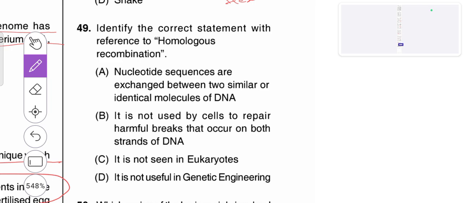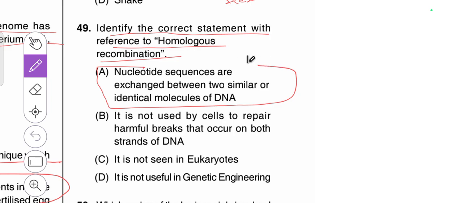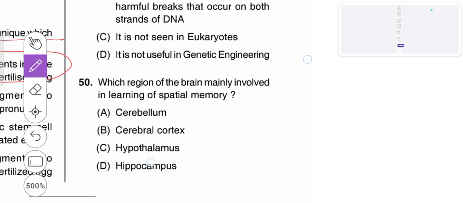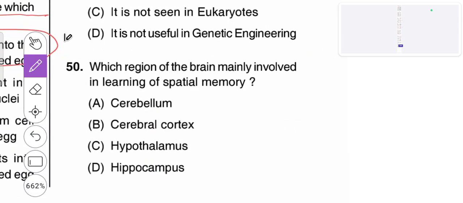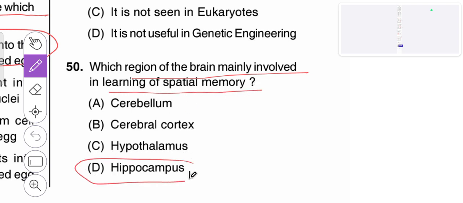Then 49th, identify the correct statement with reference to homologous recombination. Homologous means same, between same. The nucleotide sequence is exchanged between two similar or identical molecules of DNA. So A is the right answer. Then 50th question, which region of the brain is mainly involved in learning of spatial memory? Spatial memory is handled by the hippocampus. So D is the right answer.